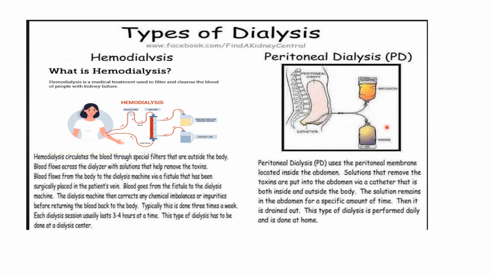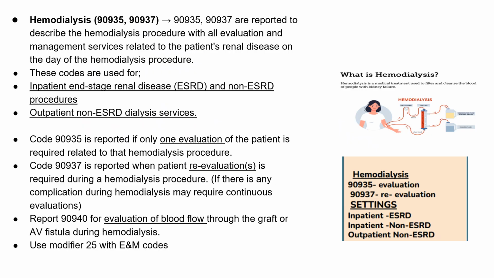So here, the solution remains in the abdomen for a specific amount of time, and then you can drain out that solution. That's the basic difference between hemo and peritoneal dialysis. Now let us look at the codes. So first we are going to understand hemodialysis, for which we have the codes 90935 and 90937.